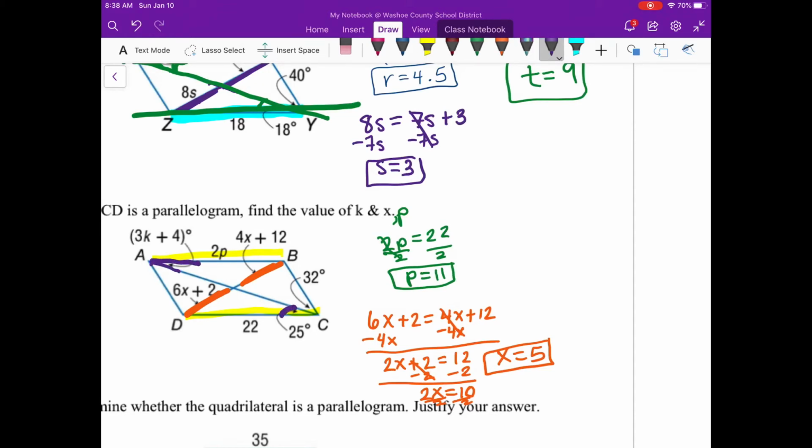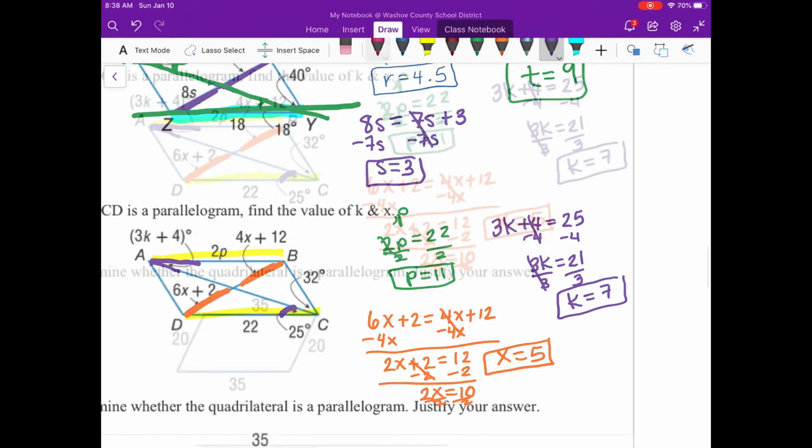And my last one for k is here in this angle, and I know that that's going to be alternate interior to this angle, meaning they're going to be congruent. So I can set 3k plus 4 equal to 25 and solve from there. Subtract 4, 3k equals 21, divide by 3, and k comes out to be 7. And that would be my answer for that.